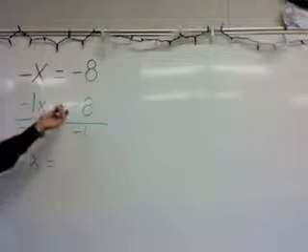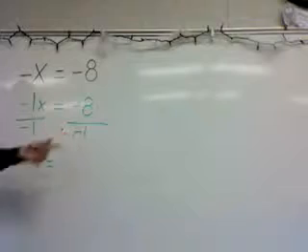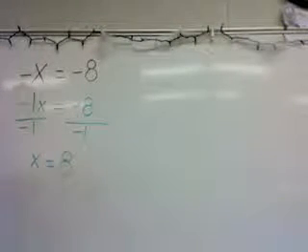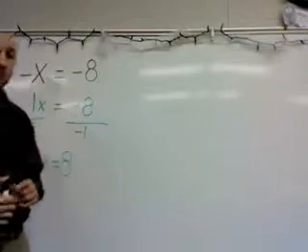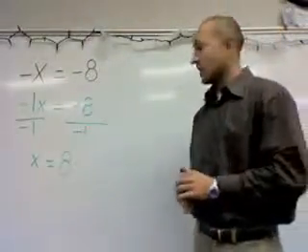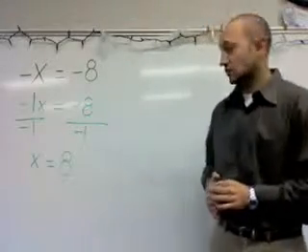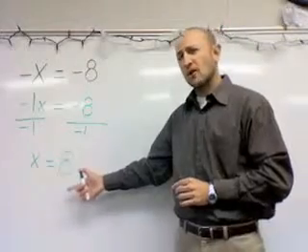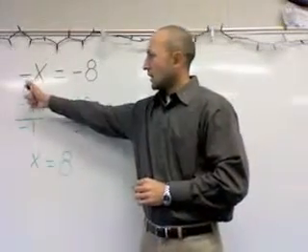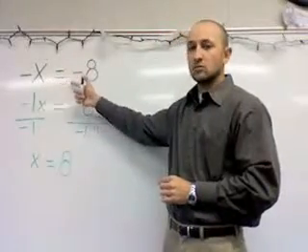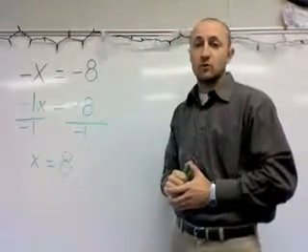And now a negative 8 divided by negative 1 is going to give me a positive 8. Because if we think back to previous lessons, we know that a negative times a negative is a positive, a negative divided by a negative is also a positive. So x is equal to 8. If I go back and check that, negative 1 times 8 would equal negative 8. So I know we did this one correctly.